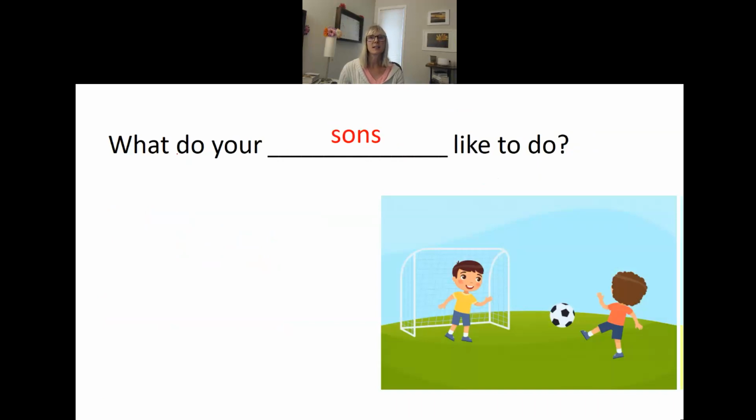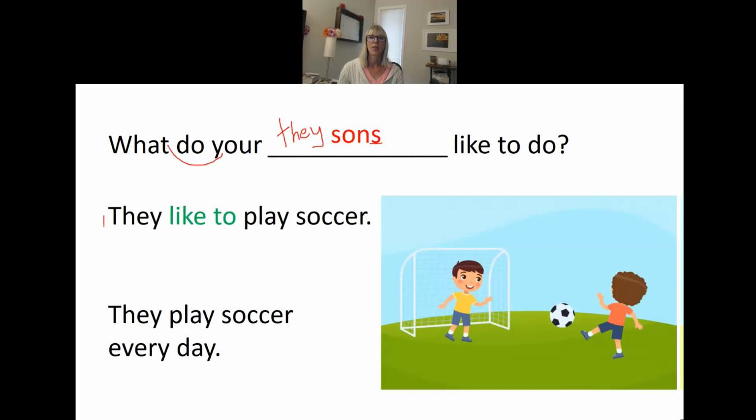What do your sons like to do? Pronoun for sons is they. They like to play soccer. In Canada, this game is called soccer because football is a different game in Canada. They play soccer every day. They like to play soccer.